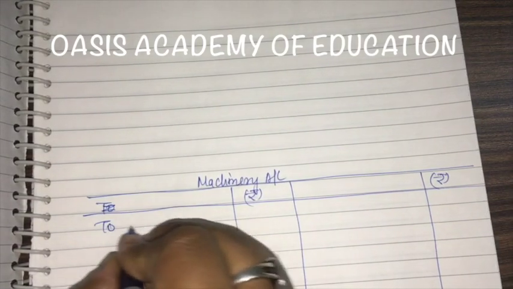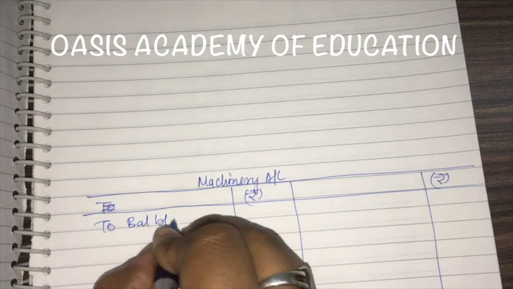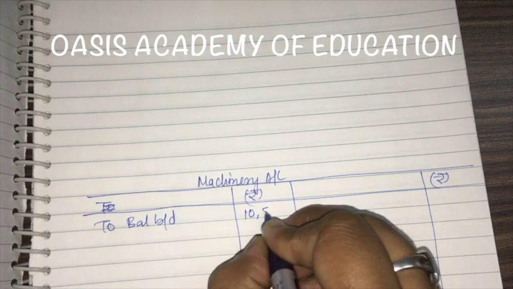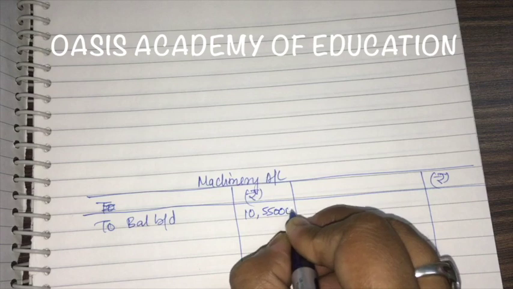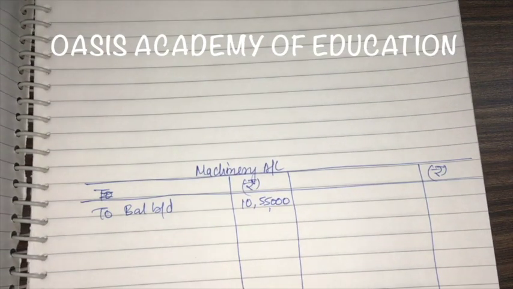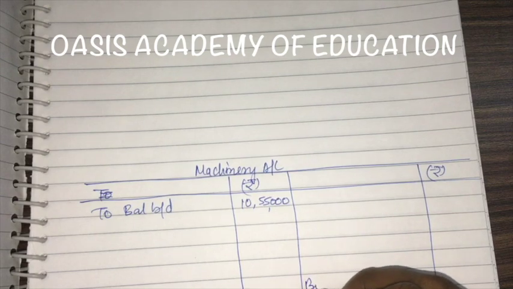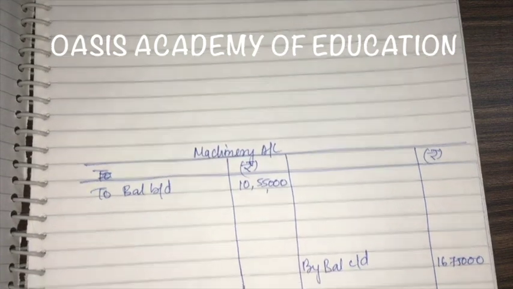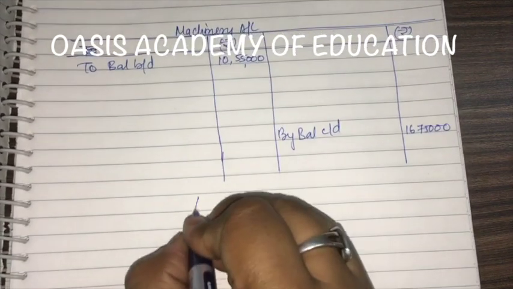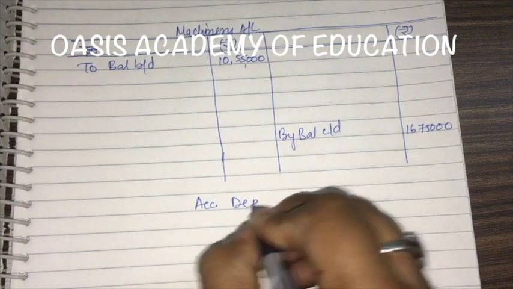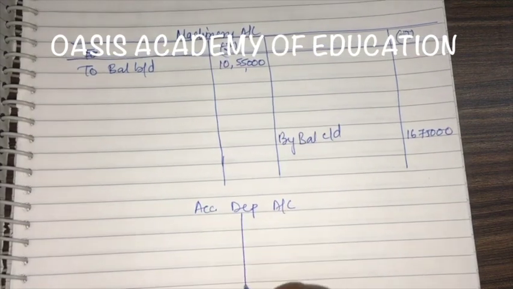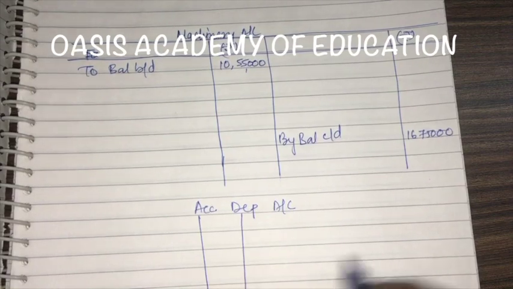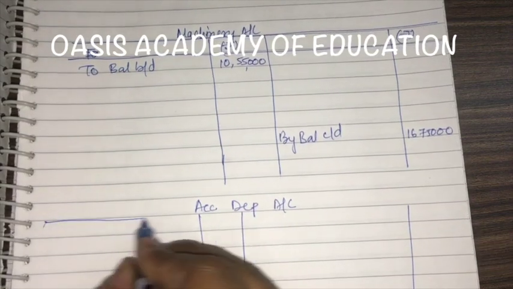You've been given the balance brought down, that is 10,55,000. You're also given the balance c/d, 16,75,000. You also have to prepare an accumulated depreciation account. Ye to ek formality ka account hota hai, if you know. Chhota sa account banana padta hai hamein ye.